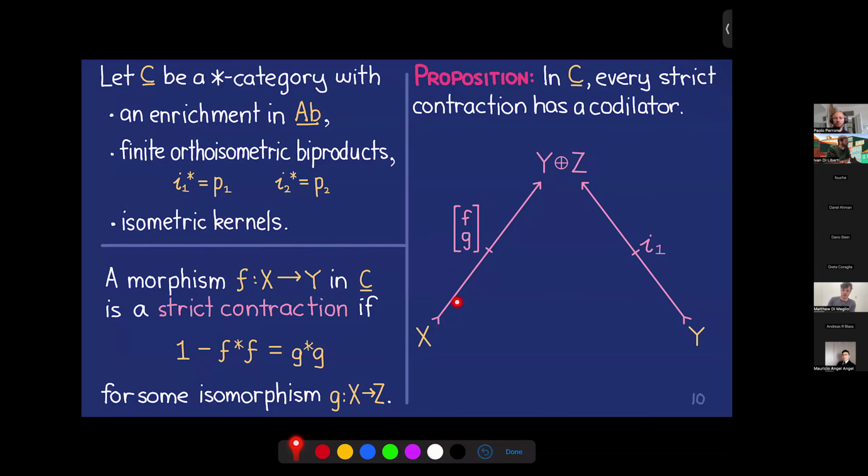Okay, so I've got this dilation of F, and now I want to produce a minimal one. What I'm going to do is take its jointly epic isometric factorization. How do I do that? Well, I start by looking at the ortho-isometric biproduct of X and Y, and the unique comparison map here that makes the diagram commute. And then I'm going to factor this map.